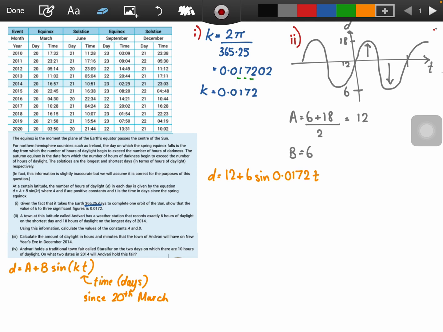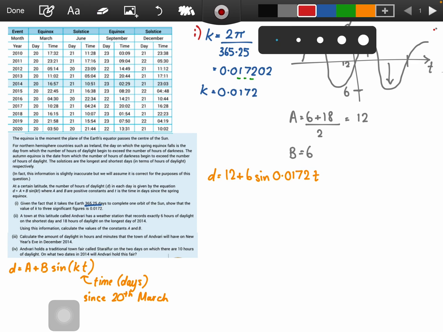And it says for part 3, calculate the amount of daylight in hours and minutes that the town of Anvari will have on New Year's Eve in December 2014. So it wants me to find the amount of daylight, D, and it gives me the time. It says it's New Year's Eve in December 2014. So remember how we get time? It's the amount of days since the 20th of March. So we need to count up how many days there are between the 20th of March and the 31st of December.